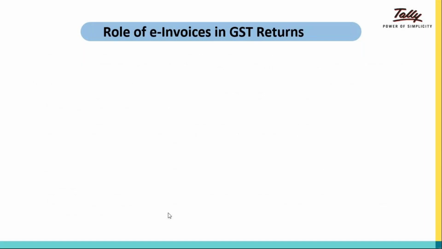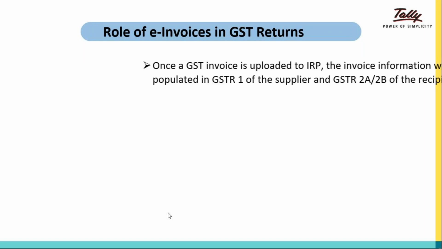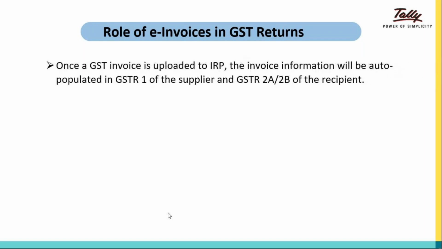Yeah, so now let us understand the role of e-invoice in your GST returns. Once a GST invoice is uploaded to IRP, the invoice information will be auto-populated in GSTR1 of the supplier and GSTR2B of the recipient. Okay, so your GSTR1 and GSTR2B will be auto populated once you upload the GST invoice in your IRP.